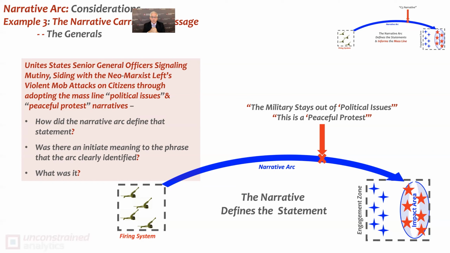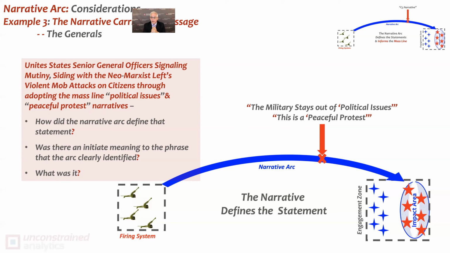How did that narrative arc define the statement? You know, I'm not saying that those generals understand that they conform to the Marxist narrative. In fact, this whole mass line narrative attack is premised on the fact that 90% of the people obey because they're just following the directions of the narrative given to them. And they don't even need to understand that.